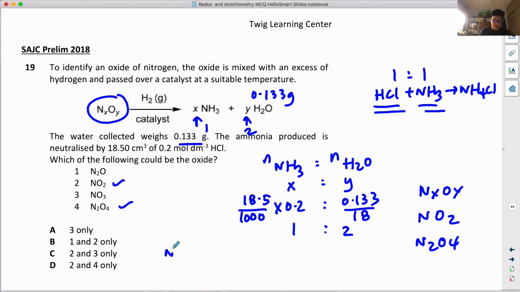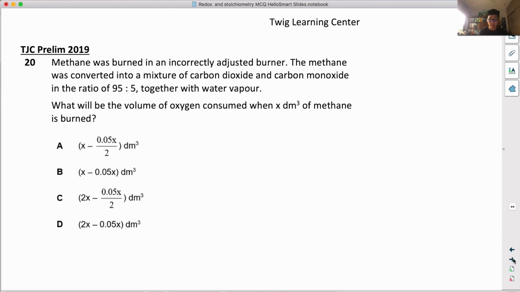So for example, if you have N2O4, you end up getting 2 ammonia and 4 water, with hydrogen of course involved here. So it's definitely possible. The ratio here is still 1 is to 2. You see that the ratio is still 1 is to 2. So the answer will be 2 and 4. Okay, D.